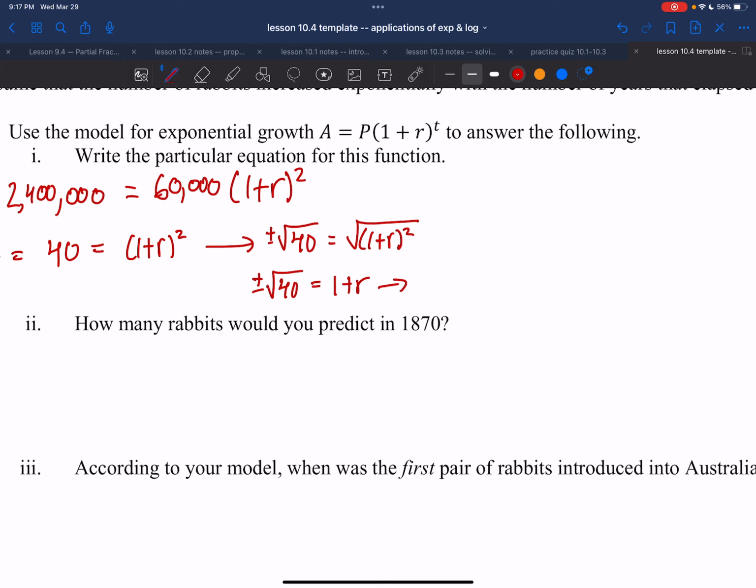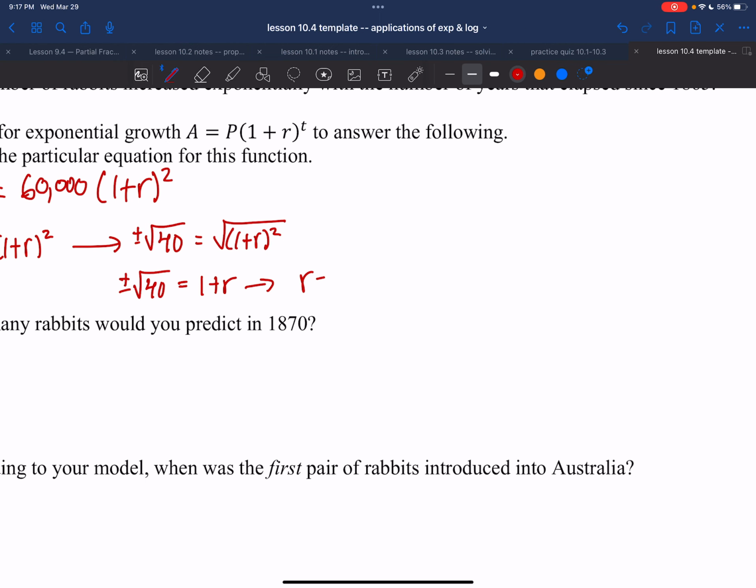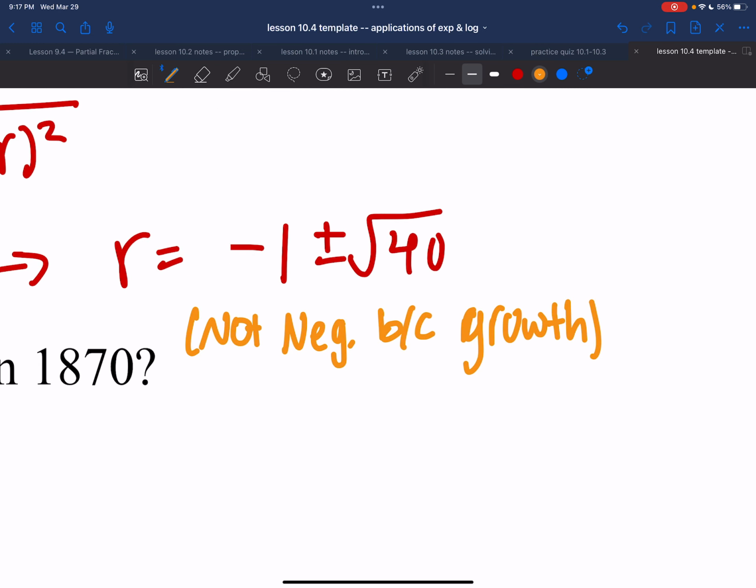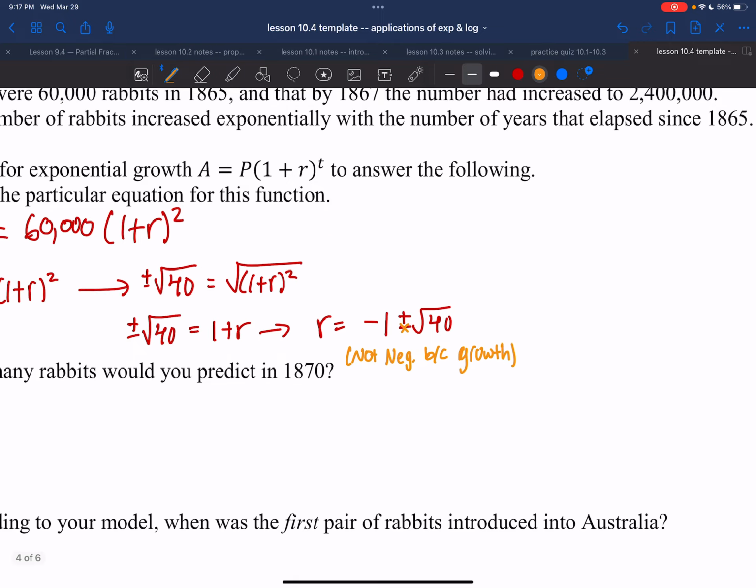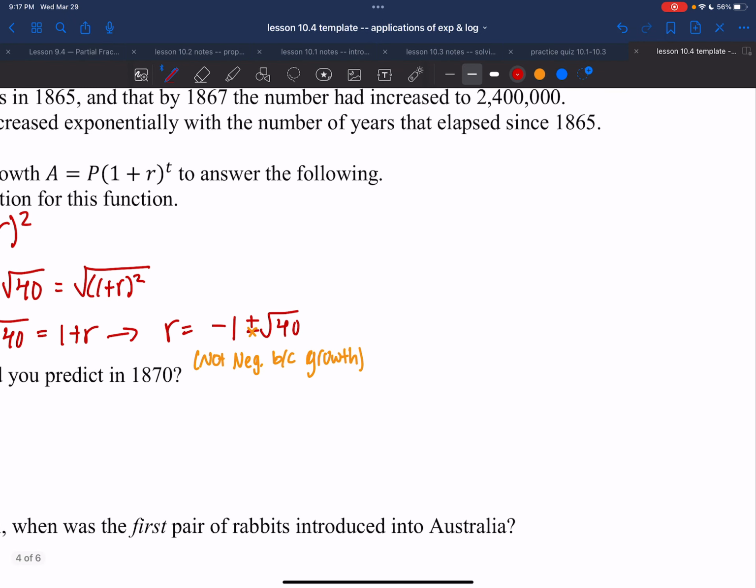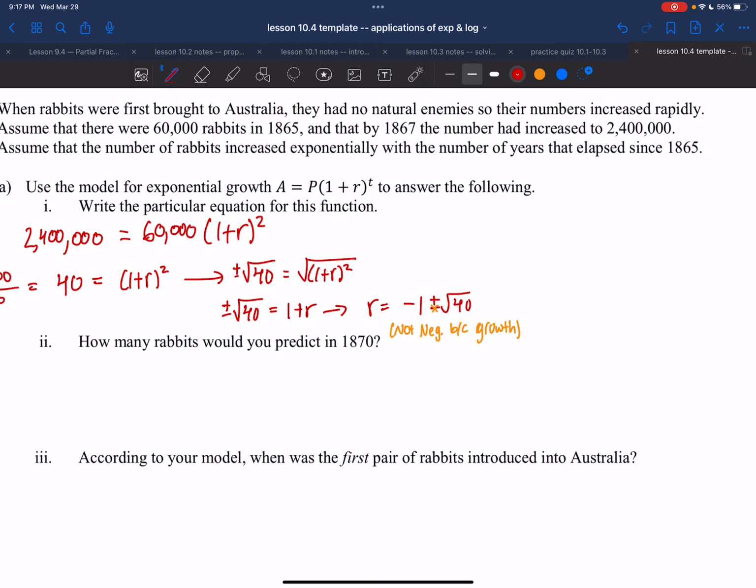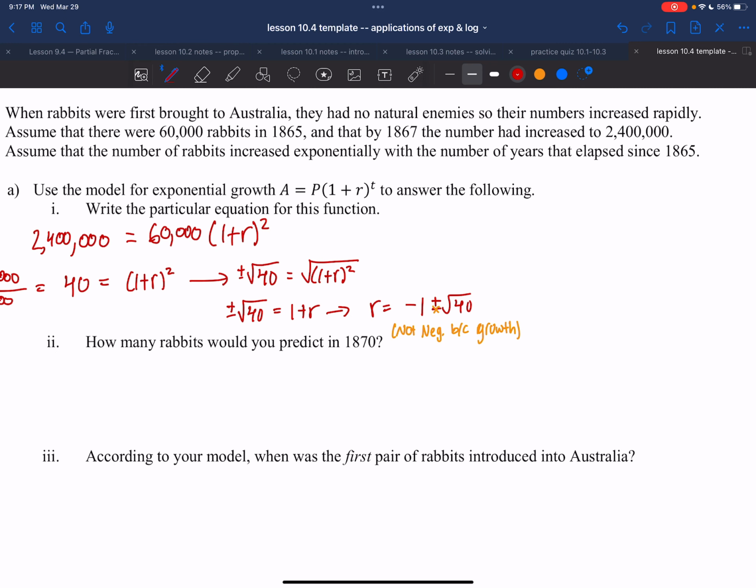Therefore, that tells me r equals negative 1 plus or minus root 40. But it's not negative, right? So I'm going to say not negative because growth. So we will just X that out. Okay? And that's our answer. r is negative 1 plus root 40. So our equation, we're going to get, what's our particular?